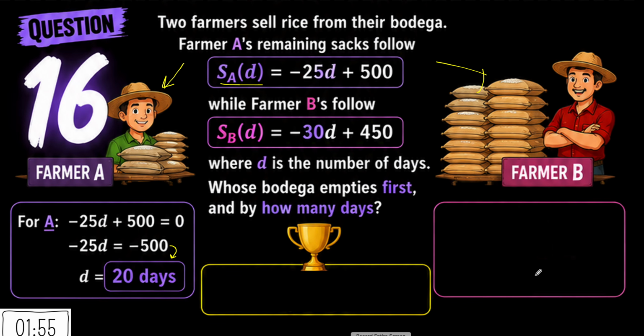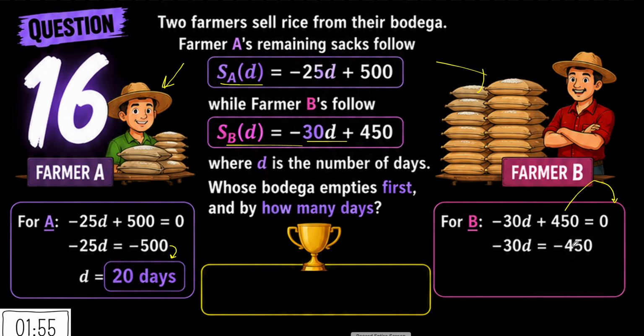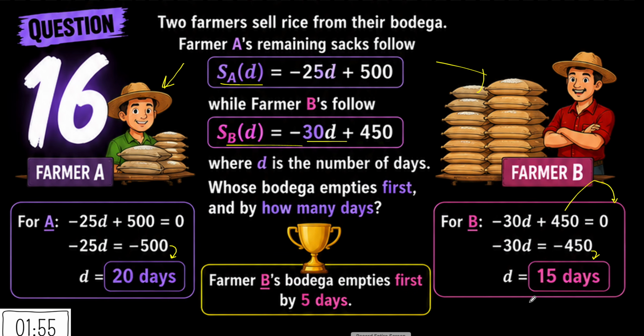What about Farmer B? Same lang din. Gawin natin, we let the S of D be equal to 0. So negative 30D, which is ito, plus 450 equals 0. So ilipat natin, again, sa kabila, or subtract both sides by 450. Ayan, magiging negative 450 na. Divided both sides by negative 30, it will become negative 450 divided by negative 30. That will be equal to 15 days. So sa dalawang yan, I think ang mas mabilis maubos ay si Farmer B. Farmer B bodega empties first by 5 days. Ganun kalupit si Farmer B.